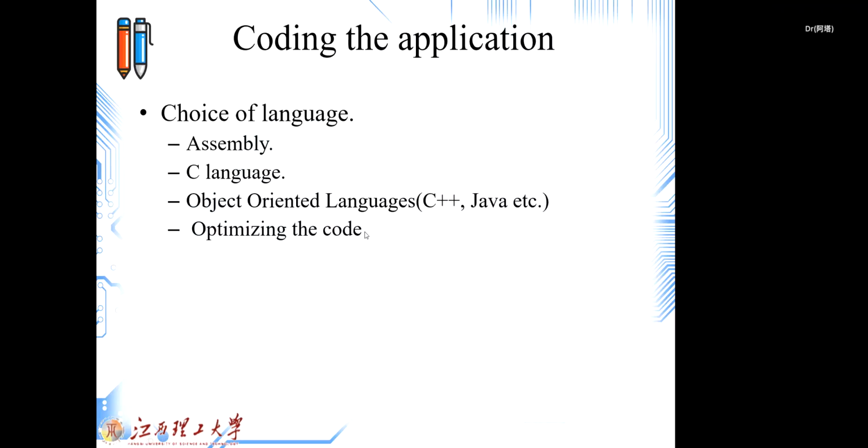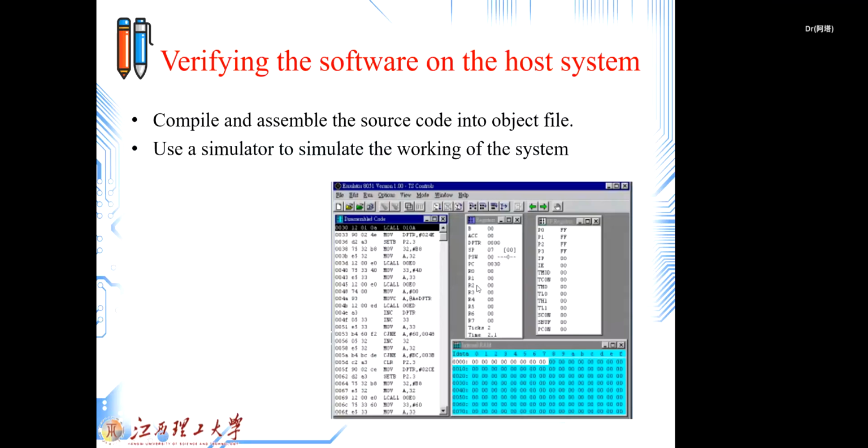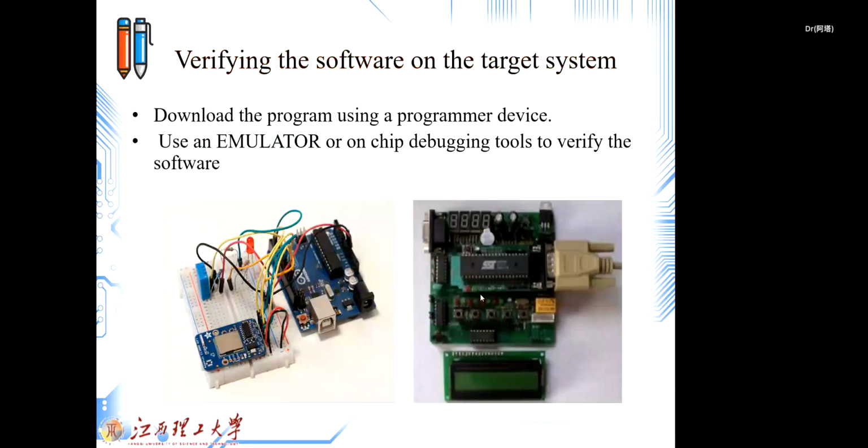Then coding the application, in which language we are going to do it: assembly, C, C++, Java, Python, and then optimizing the code, which I want to do. Then the next step is verifying the software at the host, where we use the compiler to see the errors. Suppose this compiler is for assembly language. Last semester you had a lecture, I think maybe you worked with this or something like this, some software to verify your code and find the errors.